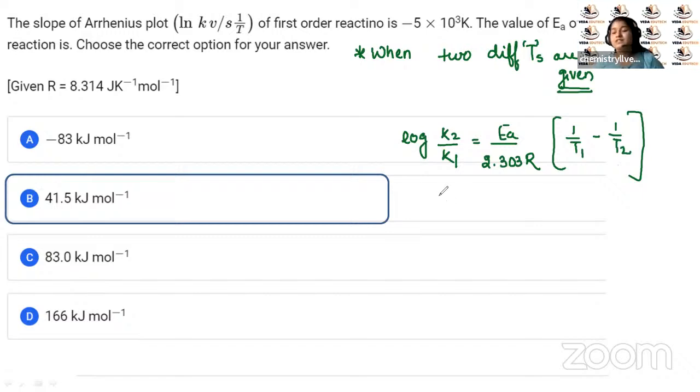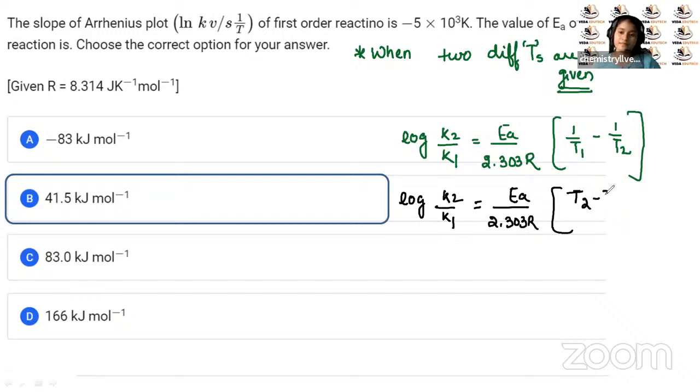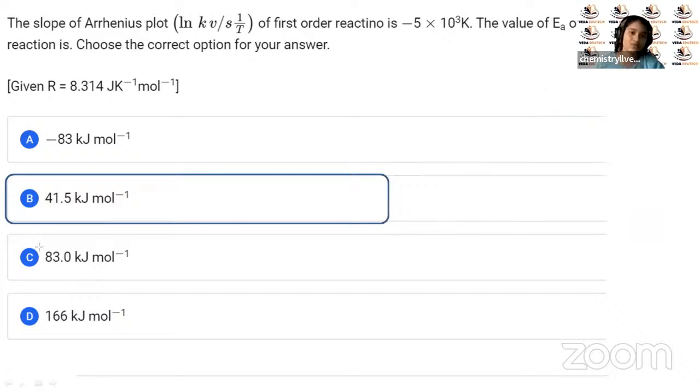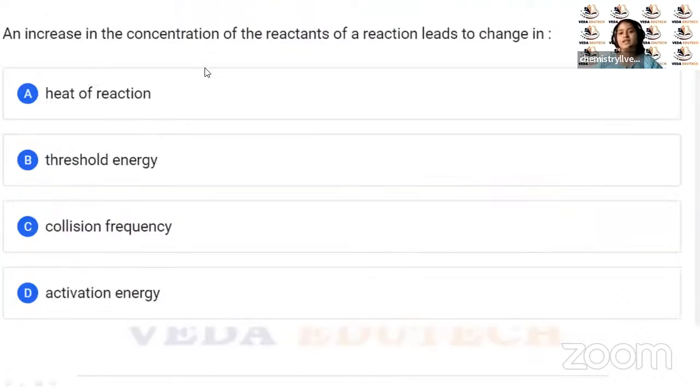Sometimes it's changing the rate constant, or the rate becomes 4 times, something like that. So you are going to use this equation. This we can write in another way also. Yes, this is going to be your another equation. Okay, children, so this is what we had to know till now. Let us move on to the next question. This was about an Arrhenius equation, and definitely you get one question from this part.